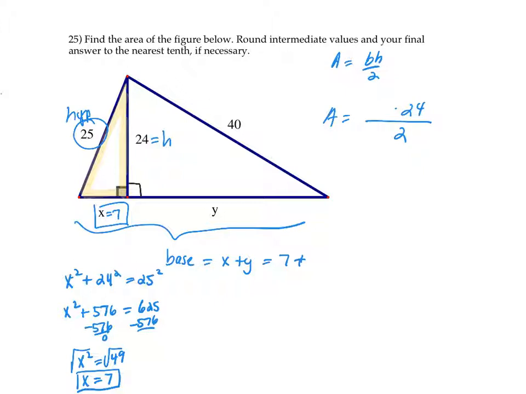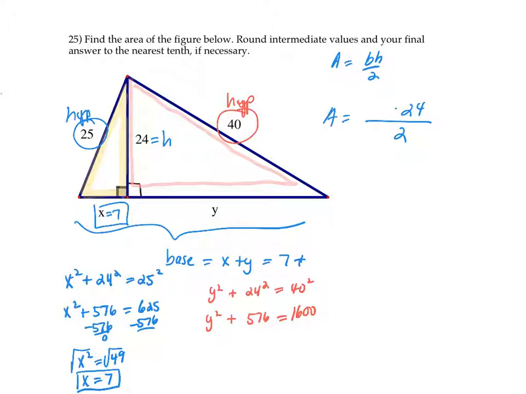Alright, next we need to use this triangle that's on the right. I'm kind of highlighting in red here. We're going to use that to solve for y. In that triangle, 40 is the hypotenuse. So we're going to set it up as y squared plus 24 squared is equal to 40 squared. So y squared plus 576 is equal to 40 squared, which is 1,600.